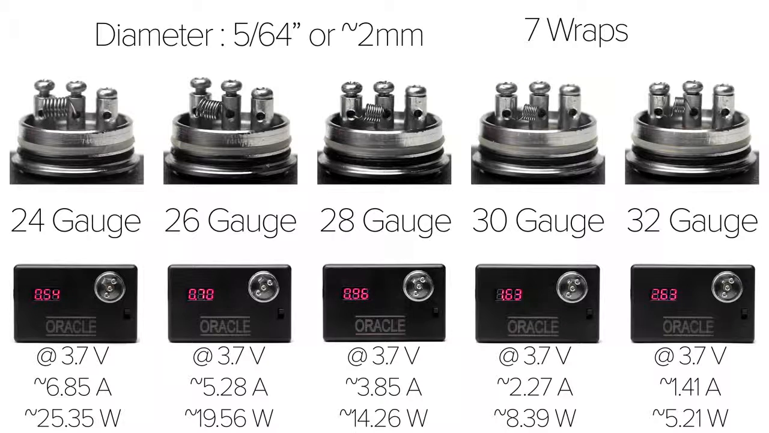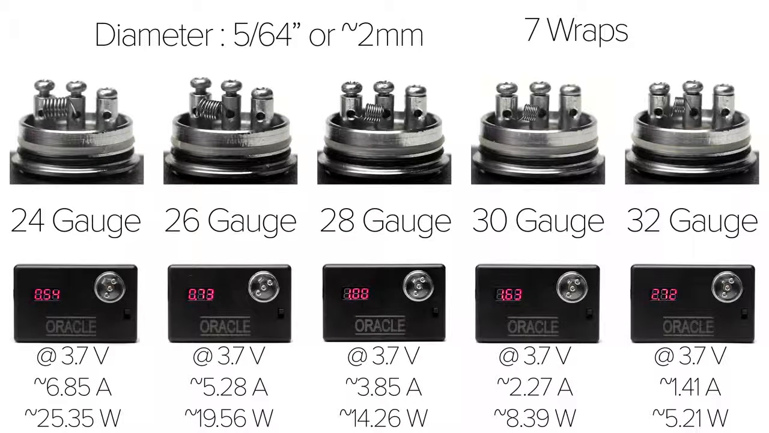Each one was built on the same 5/64 inch screwdriver, so they're all the same diameter, and they were each wrapped around the screwdriver 7 times. You can see the difference in the size of the coils. The coils that are of a larger gauge number have a much higher resistance, but lower amperage and wattage. The coils with a smaller gauge number have a lower resistance, but higher amperage and wattage. This helps you pick what gauge wire you want to use in your builds.